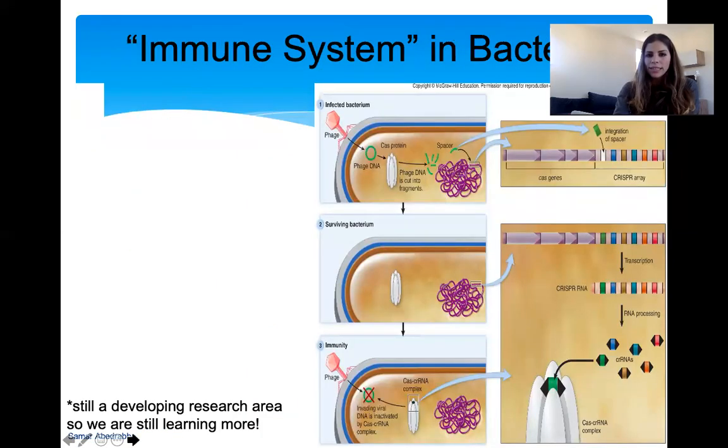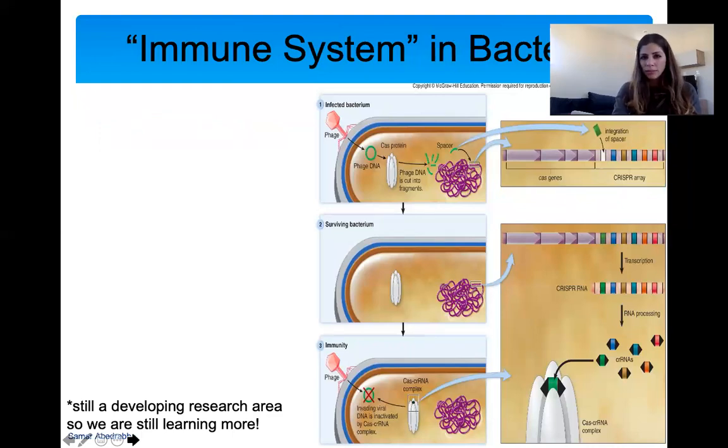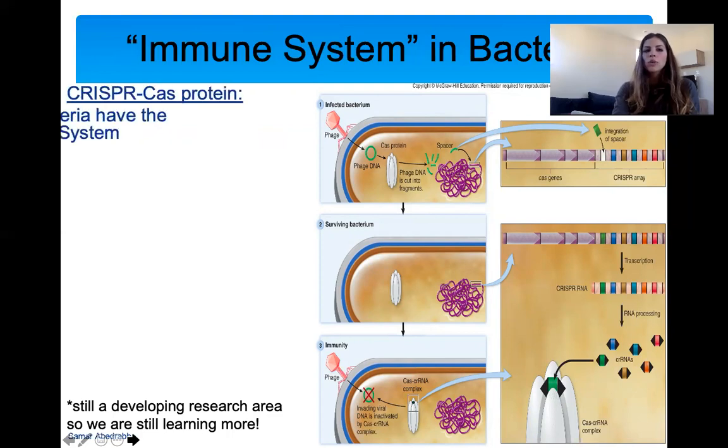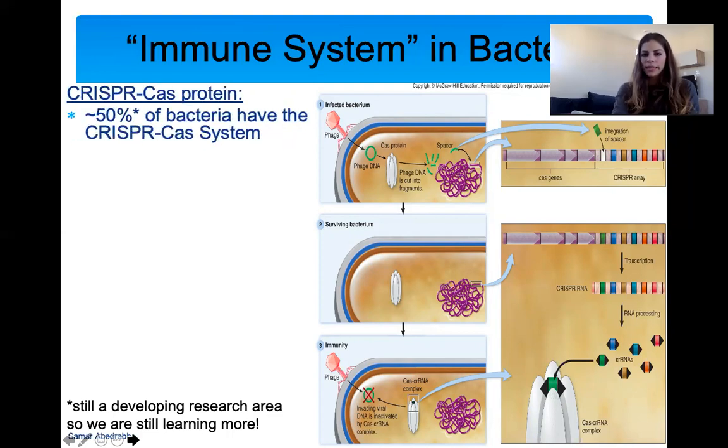And finally, we've been talking about human or animal immune systems. Bacteria also have an immune system of their own, and that is CRISPR. So we learned all about CRISPR already in biotechnology, or one of the lectures, I forgot. CRISPR is a system that we see in around 50% of bacteria. I'm sure it's in more, but it's just not been discovered because it's still a developing area of research.